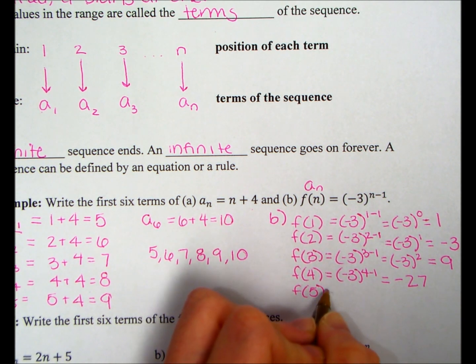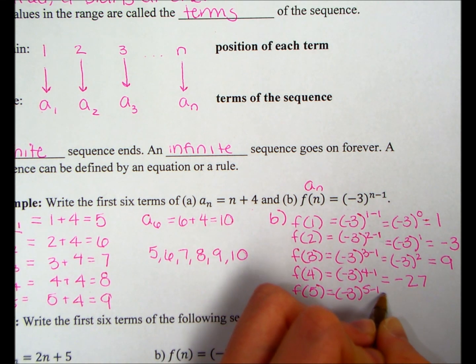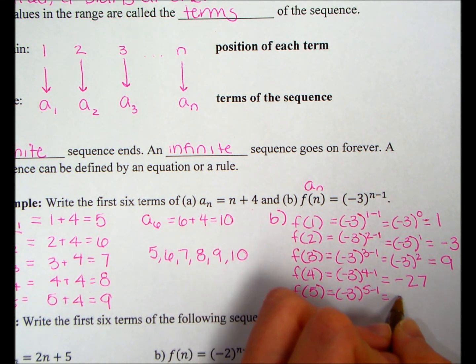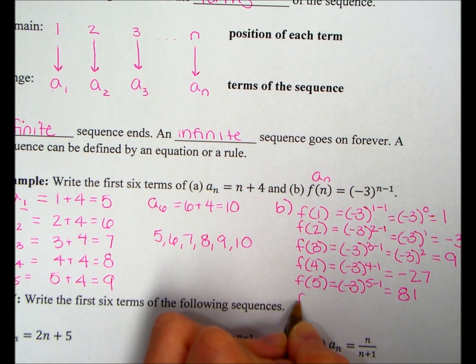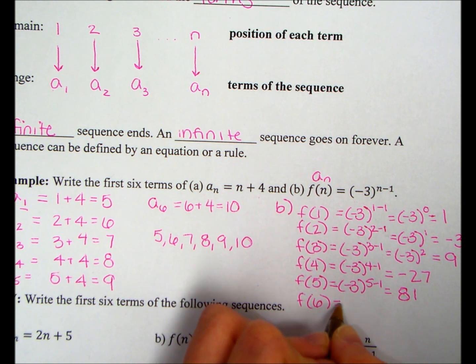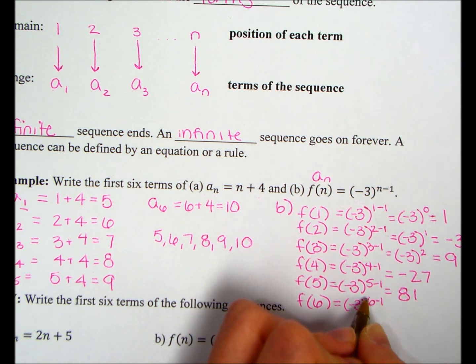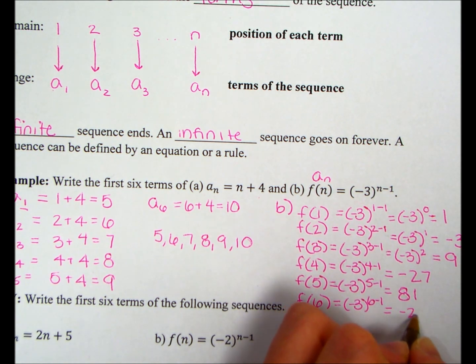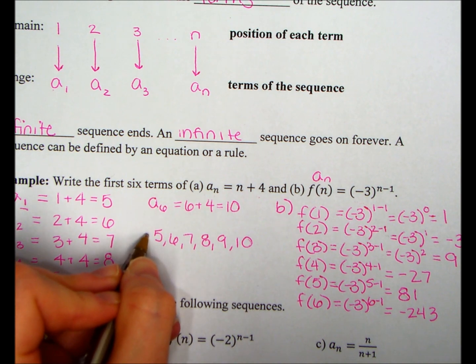The fifth term, negative 3 to the fourth, gives me a positive 81. And my sixth term, negative 3 to the 6 minus 1, negative 3 to the fifth, gives me a negative 243. So I kind of ran out of room here. So this goes with these.